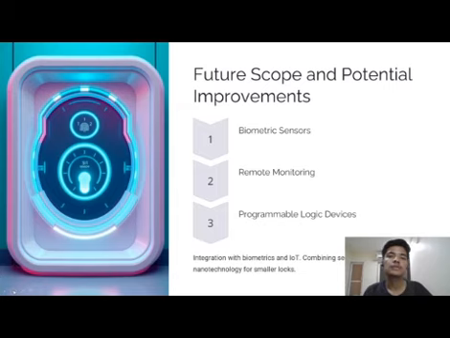The next one is the future scope and potential improvements. So what are the improvements in this? Biometric sensors, remote monitoring, programmable logic devices, etc. These are the future scope and potential improvements. Integration with biometrics and IoT, combining security with encryption, and using nanotechnology for smaller locks.